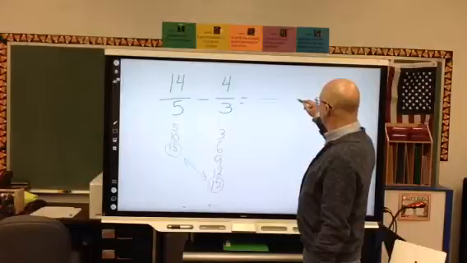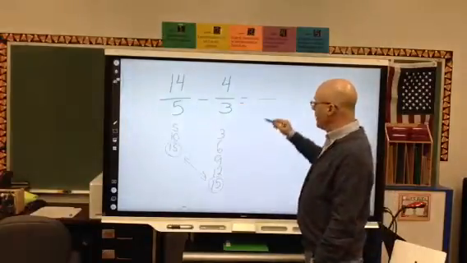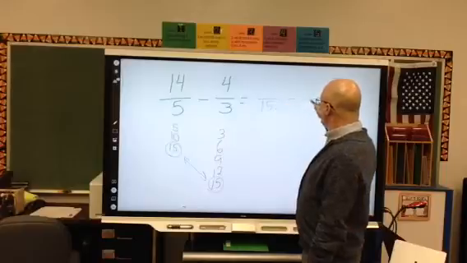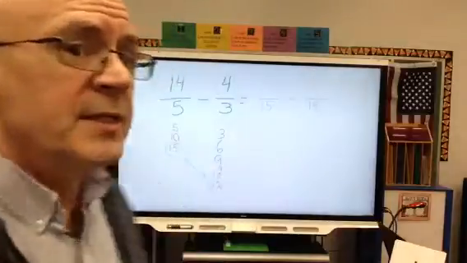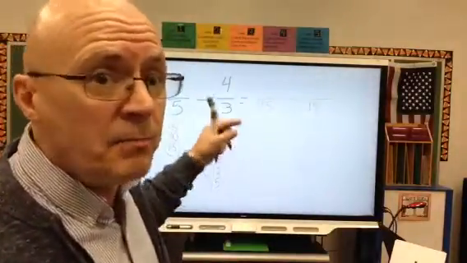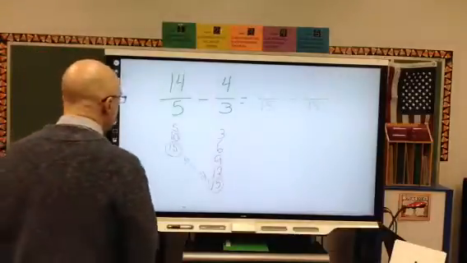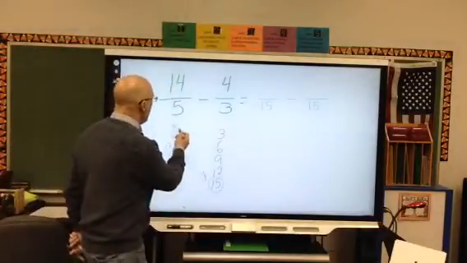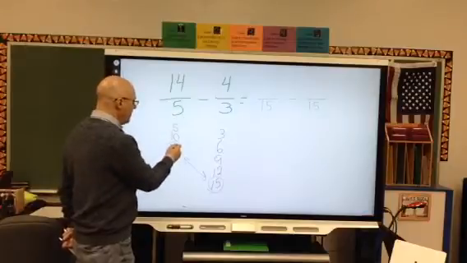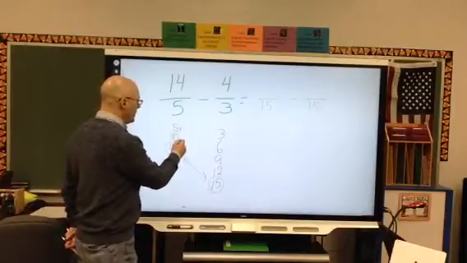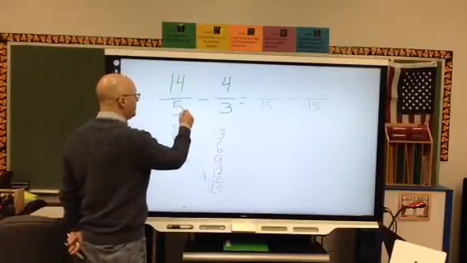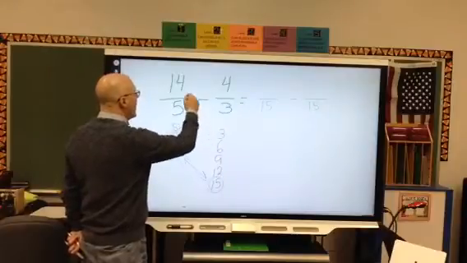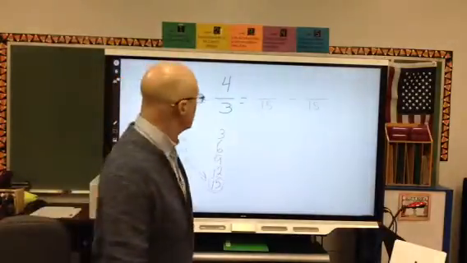So I'm going to write this problem over again, and we know that our denominators are both going to be 15. Now, the simple rule for this is whatever you do to the bottom number, you must also do to the top number to get an equivalent fraction. So what did I multiply 5 by to get 15? Times 1, times 2, times 3, right? So I multiplied 5 times 3 to get 15. Now I'm going to multiply 14 times 3 to get a number. And it's going to be 42.